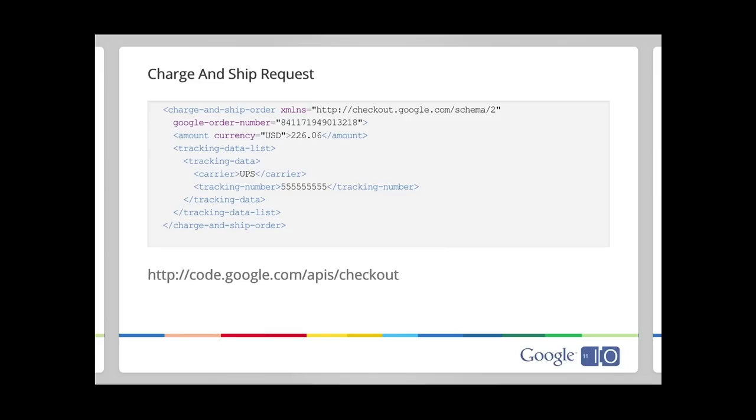All of the API documentation, including requests, notifications, and cart API, can be found at code.google.com/apis/checkout. There, you'll also find sample code and client libraries.